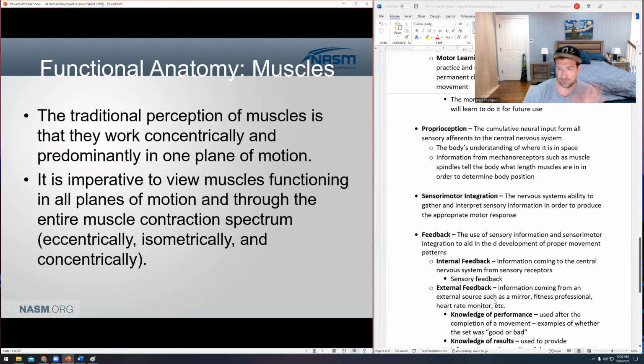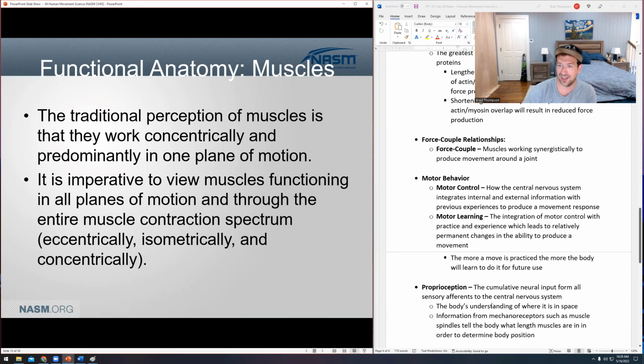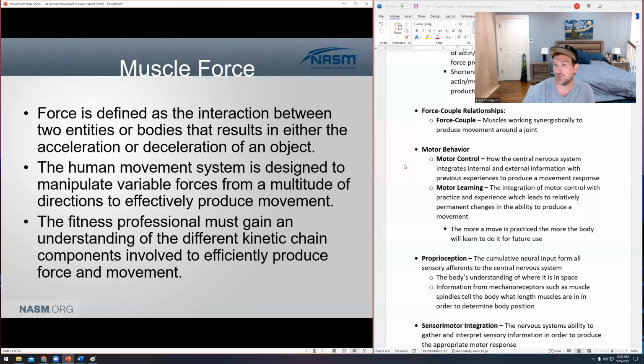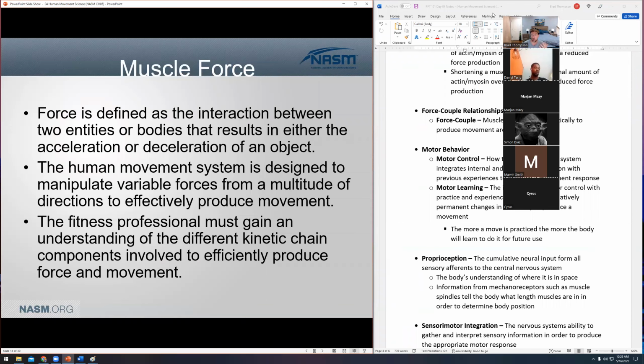Now we get into some honestly easier stuff. It's a lot of terminology, but it's all related to what we've talked about now. So that was all our foundational stuff. The rest of this relies on understanding that. So let's go ahead and look at how we define producing force. We're talking about force in a muscle, how we generate force.